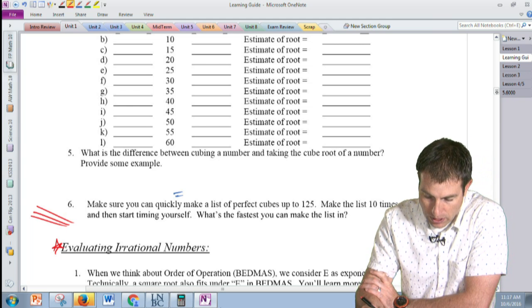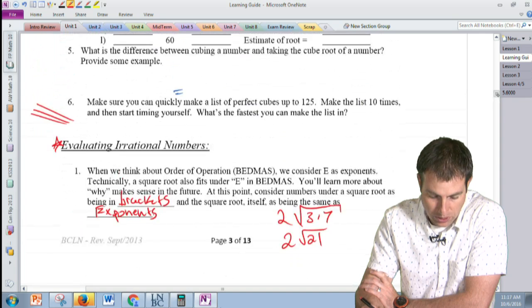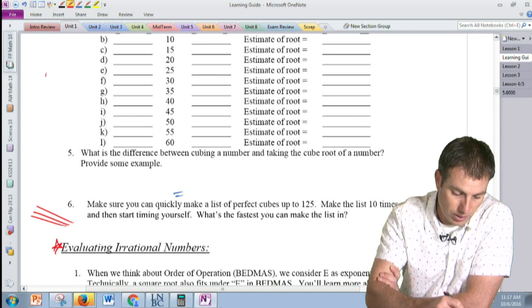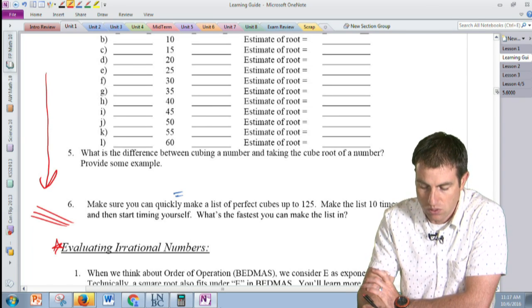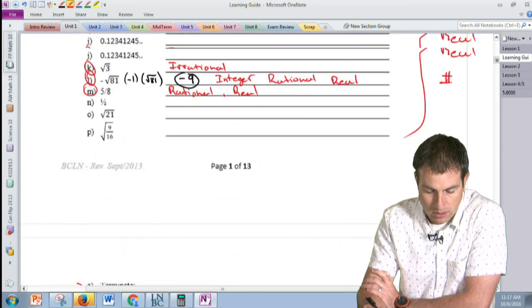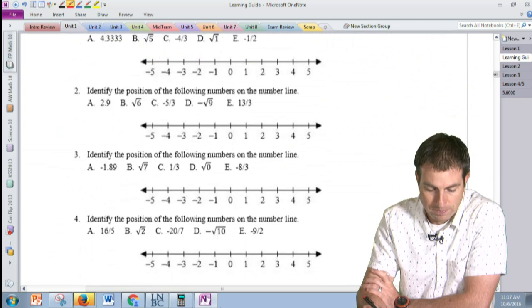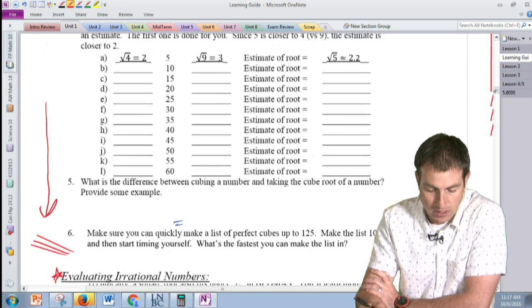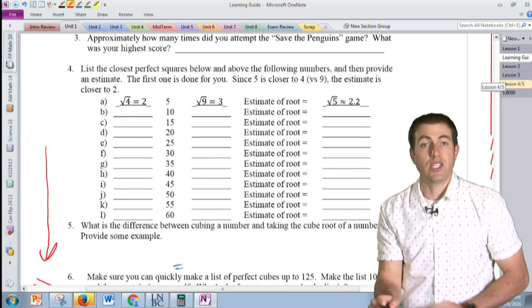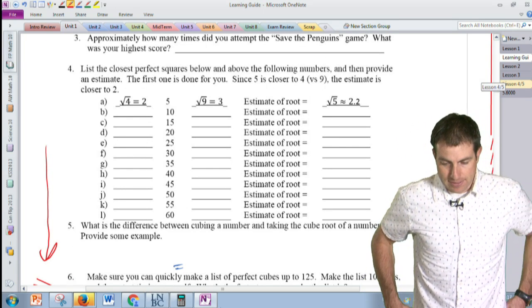So this is on page 3. You should be able to do everything up to number 6 on page 3. So pages 1, 2, and up to number 6 on page 3. So that is what I would like you guys to do for next day's class.